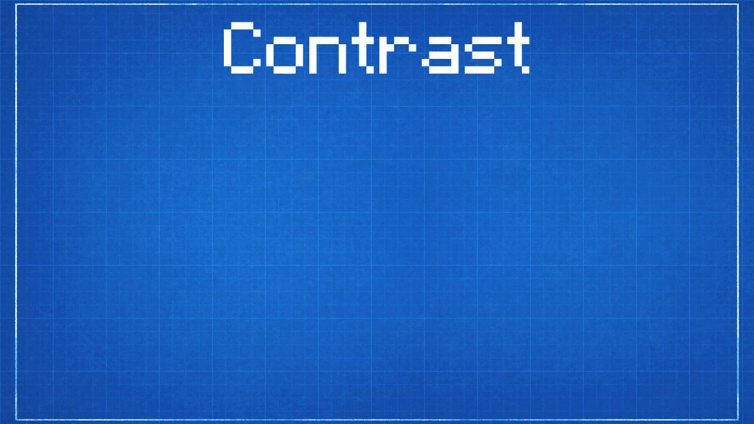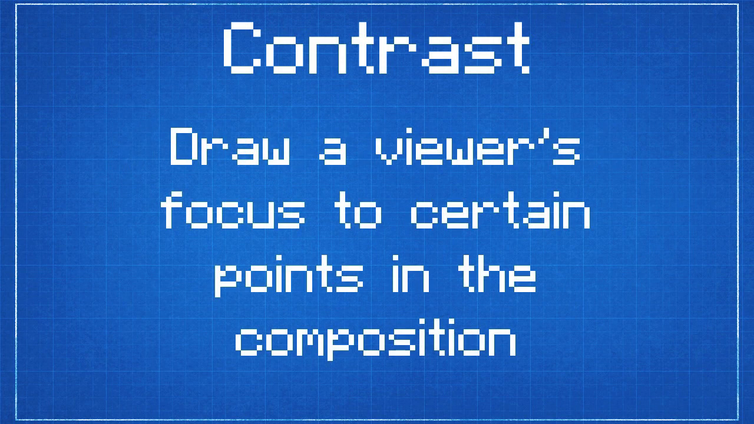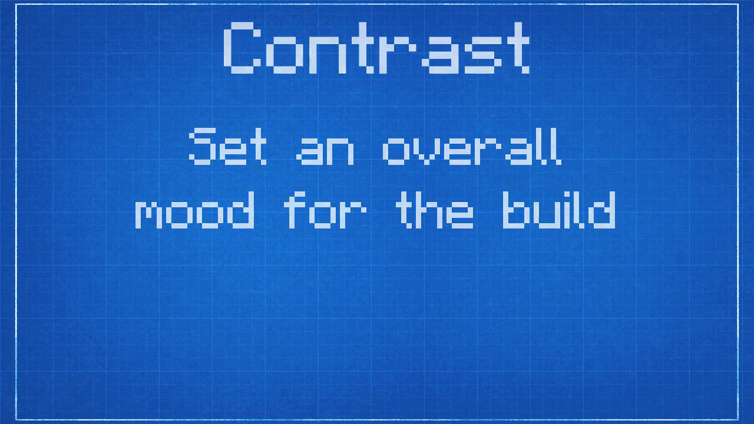Contrast can be used for a variety of purposes. The three most common uses of contrast are to add visual interest, draw a viewer's focus to certain points in the composition, or set an overall mood for the build. Almost universally, contrast is used in some form to add interest to a build. Simply by using different blocks, a builder is using some form of contrast.